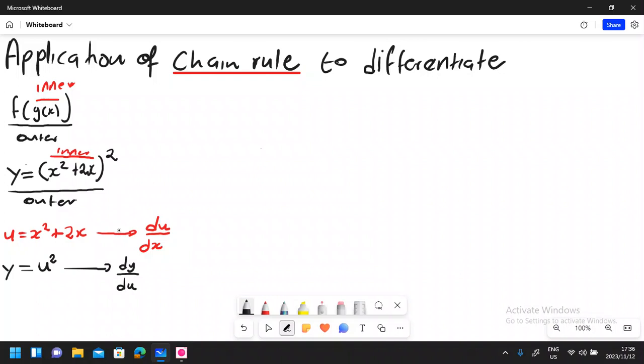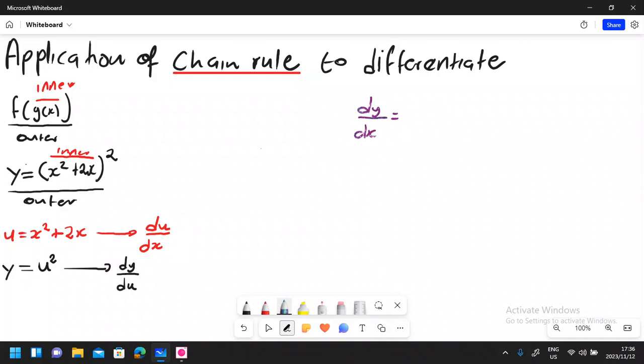So now the formula for chain rule, let me just write it here, guys. The formula for chain rule is basically like this. It's dy over dx. Remember, that is the final formula. It should be dy over dx. It doesn't change. But then you have to multiply the derivative of the inner and the derivative of the outer.